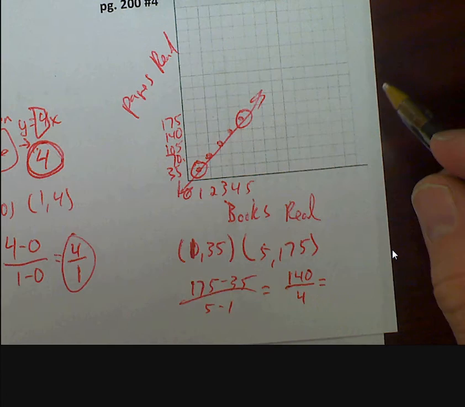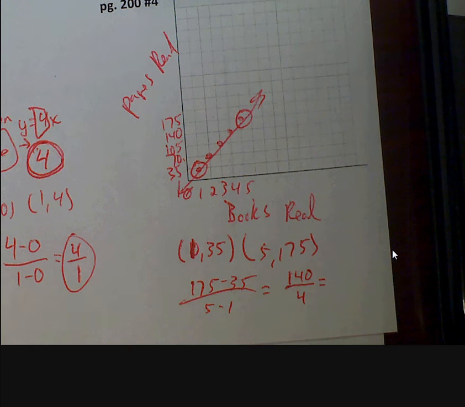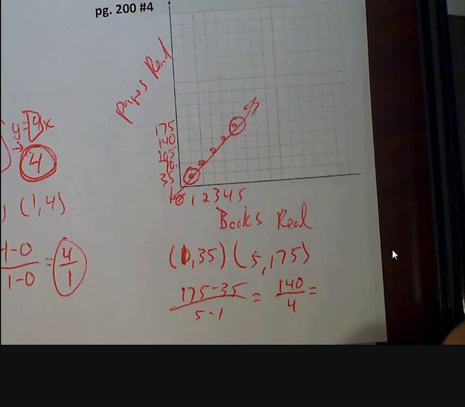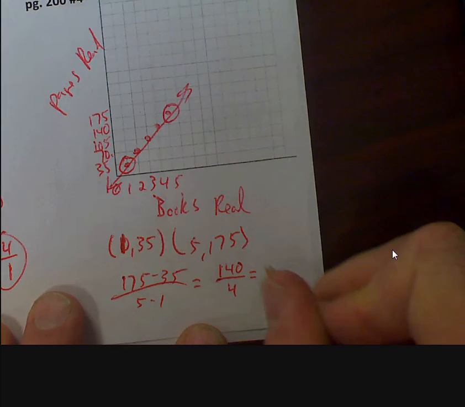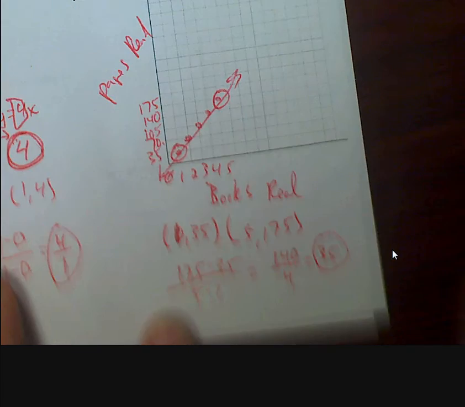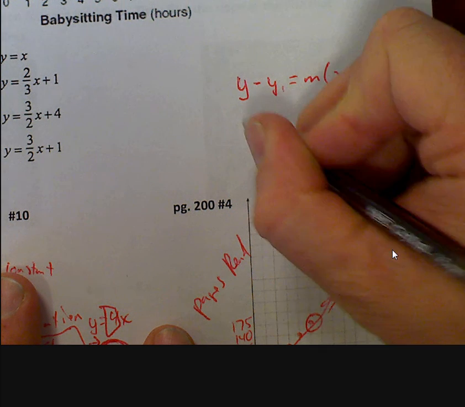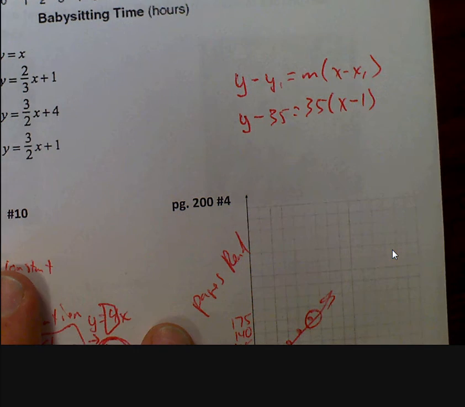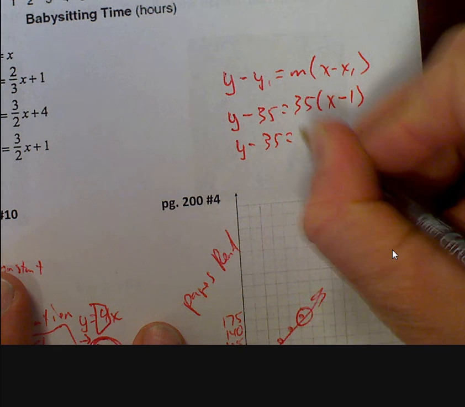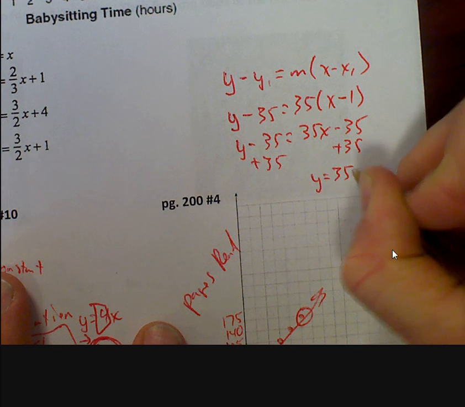Let me double check. So 175 minus 35, I get 140 over 4, divide by 4, and I get 35. So my slope is going to be 35. I need to plug this back in, and I'm going to use this space up here. y minus y1 equals m, x minus x1. So y minus 35 equals 35, x minus 1. So that gives me 35x minus 35, add 35, and I get y equals 35x plus 0. That's letter B. There's my equation.